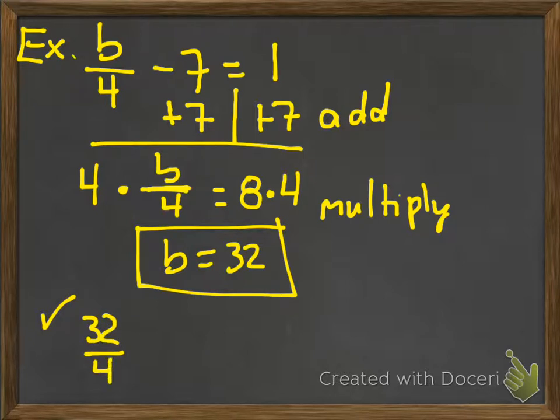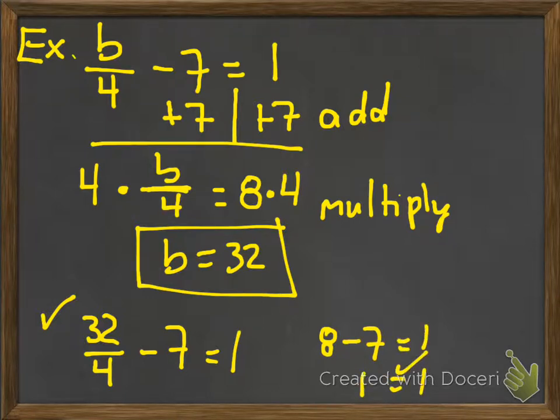Double check my work, put the 32 in place of the b, and then work it out. And yes, I confirm that it balances, it's the same, so there we go. The answer is 32. Yay, you did it right.